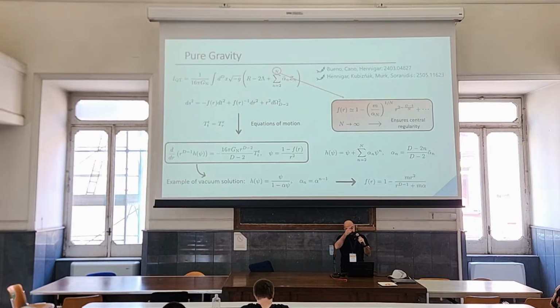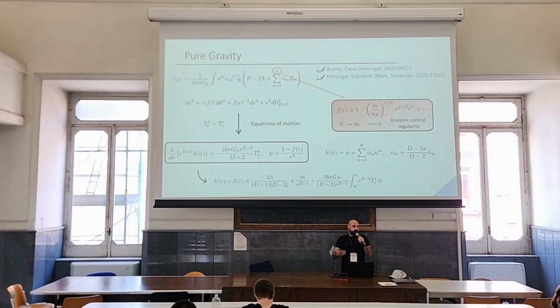So an example will be basically the vacuum solution. The right-hand side will be 0 here, and we have a function h of psi of this form, where we have picked a specific resummation with alpha n having this form here. Integrating once, we find that f of r has this form, which is similar to a higher-dimensional Hayward model. This solution is unique because we have a Birkhoff-like theorem.